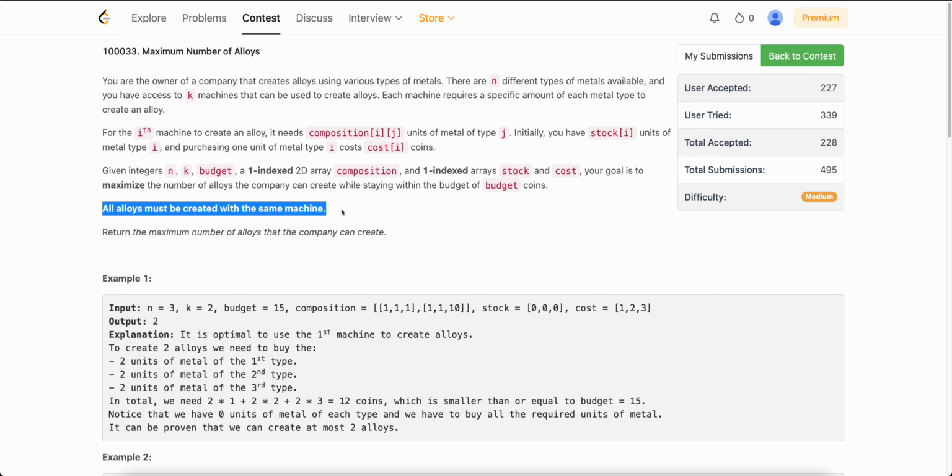All alloys must be created in the same machine. So if you are like me who didn't notice this statement during the contest, this is your time. You can pause the video and try to solve this problem with this statement in mind. So with that, let's get started.